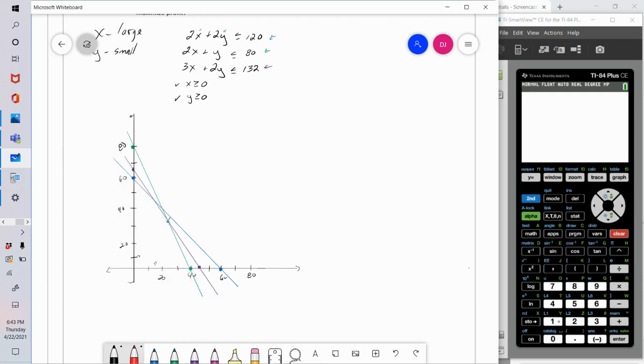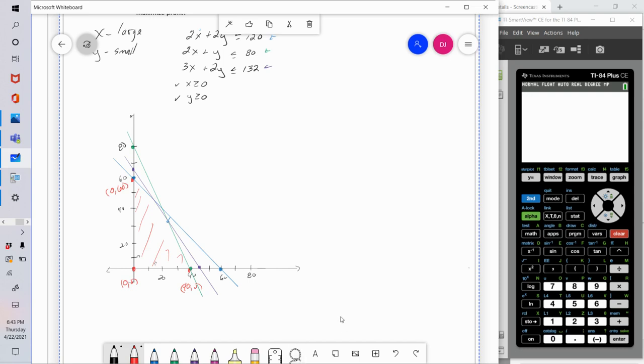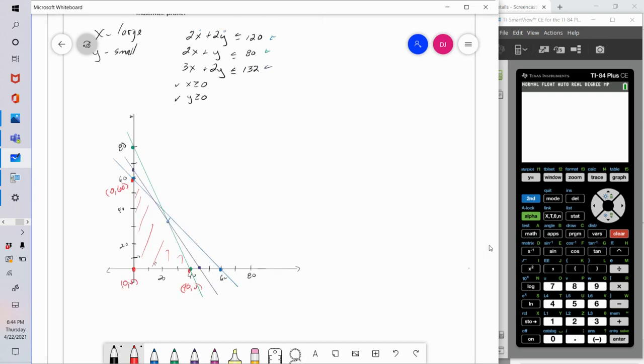Because you'll notice that we have our feasible region here. We have a corner point at 0, 0. We have another corner point at 0, 60. This corner point down here is at 40, 0. But now notice that here, all three lines are not intersecting at the same place. So we've got to be very careful that we don't assume that they're all three intersecting at the same place.